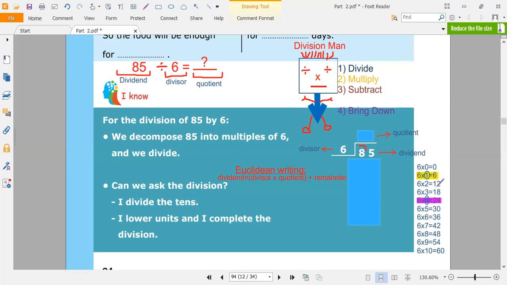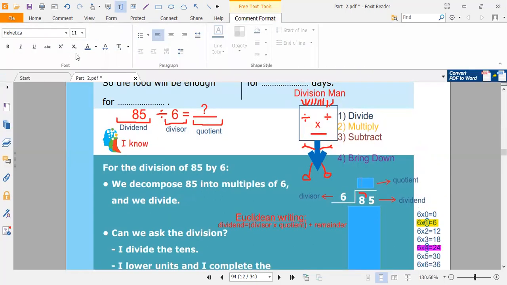We cannot say 12 because 12 is greater than 8. So what number times 6 equals 6? It is 1. So 1 is the answer. And we write the answer here in the quotient. So here we write 1.